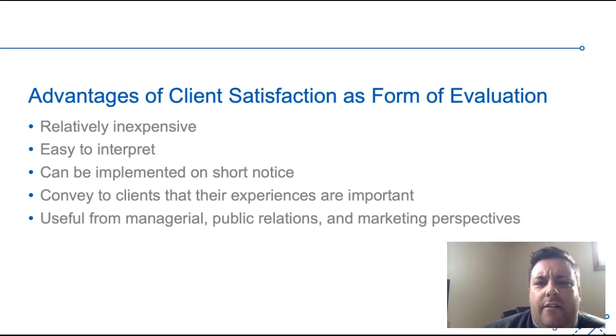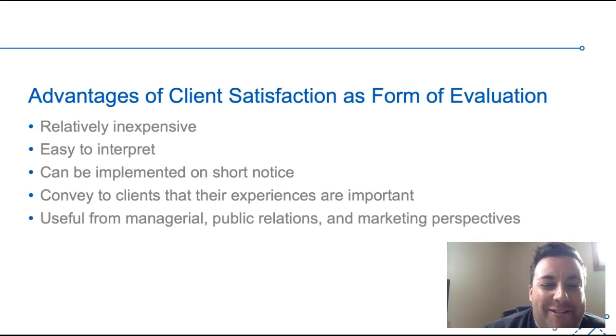So client satisfaction has quite a few advantages, and frankly, they are useful to the agency. Like I said, they can detect problems before they get out of hand. Part of the reason is that client satisfaction studies are pretty inexpensive, pretty easy to interpret, and don't take a long time to prepare and mobilize. The front desk staff who are checking people out can say things like, on a scale from 1 to 10, how satisfied were you with today's visit, and just record it.